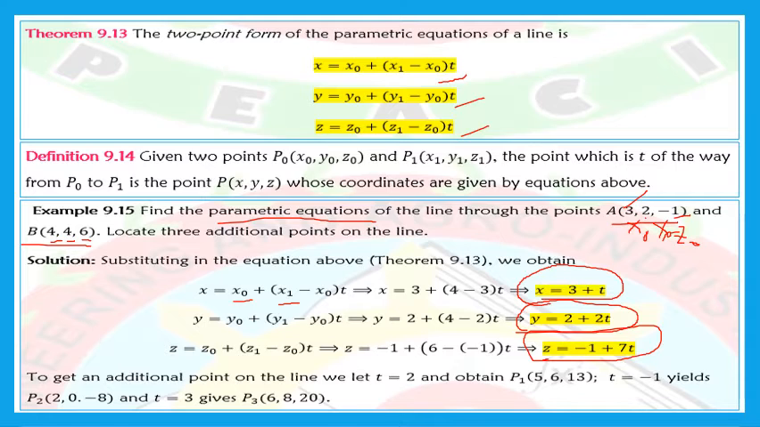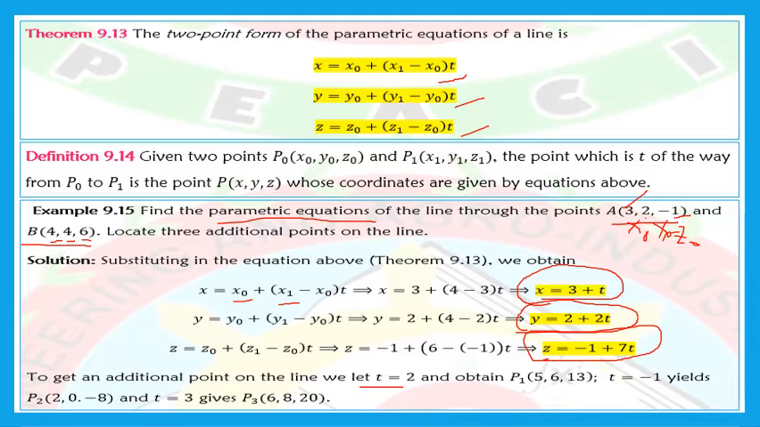To get an additional point on the line, we let t equals 2 and obtain p sub 1, 5, 6, 13. Kung t equals negative 1 naman, yields point p sub 2. Ito yung mga obtain natin. And t equals 3 gives p sub 3. So, nag-let lang tayo to get an additional point class. Pwede tayong mag-let ng value ng t para maka-obtain tayo ng additional point class.